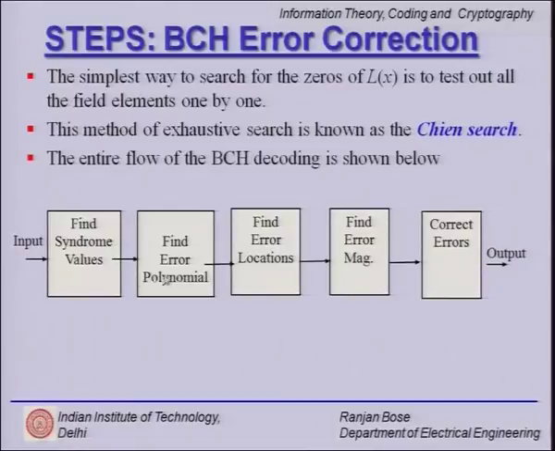So, finally, if we have to summarize, this is the flow chart. You have the input, you first find the syndrome values, find the error polynomial, then find the error locations. If it is binary, stop. If it is non-binary, find the error magnitudes, then correct the errors, and you get the output. So, this is the flow chart of the BCH error correction capability.